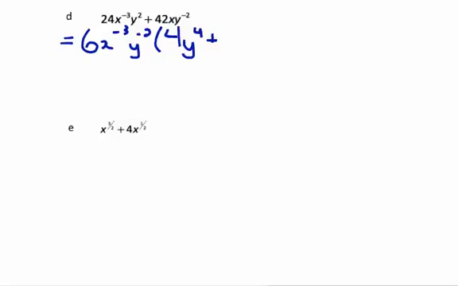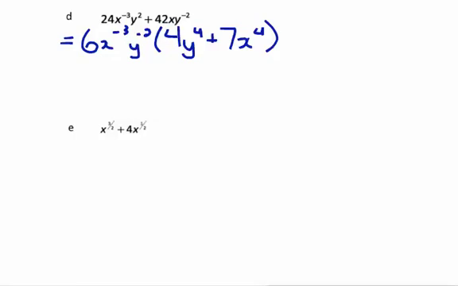Looking at our second term, we took a 6 out of 42, that leaves us with 7. Exponent on our x originally was 1. Remember that exponents of 1 are not generally written, so we have 1 subtract negative 3. 1 plus 3 gives us 7x to the 4th. Exponent on y, both y to the minus 2, they cancel each other out. And there we are factored.